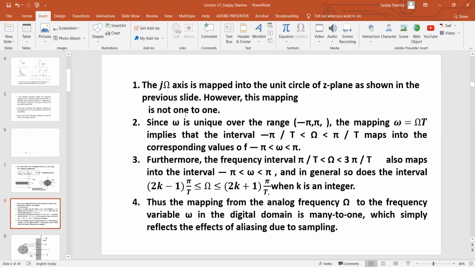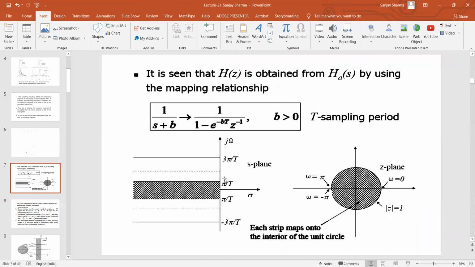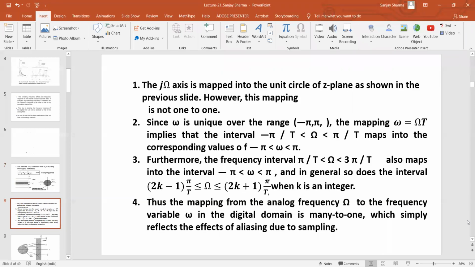However, this mapping is not one-to-one. What is one-to-one mapping? The complete space occupied on the left side of the j omega axis, not divided into strips, must map into the inside of the unit circle. But what is happening here? The strip from minus pi by capital T to plus pi by capital T is being mapped to the inside of the unit circle, and pi by capital T to 3 pi by capital T is also being mapped to the unit circle. So this is not one-to-one mapping. This is many-to-one mapping.